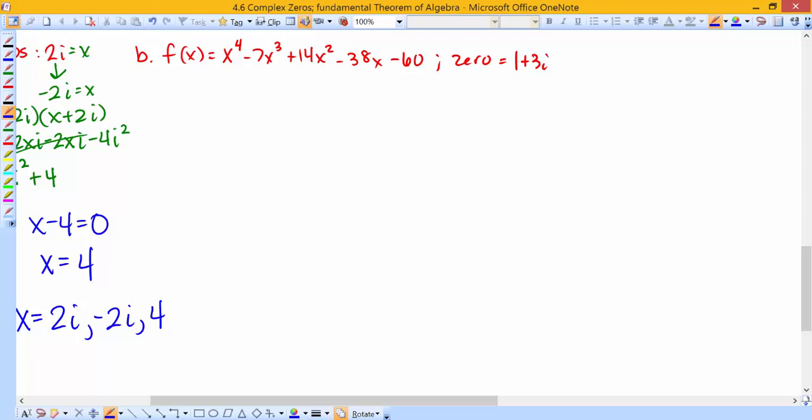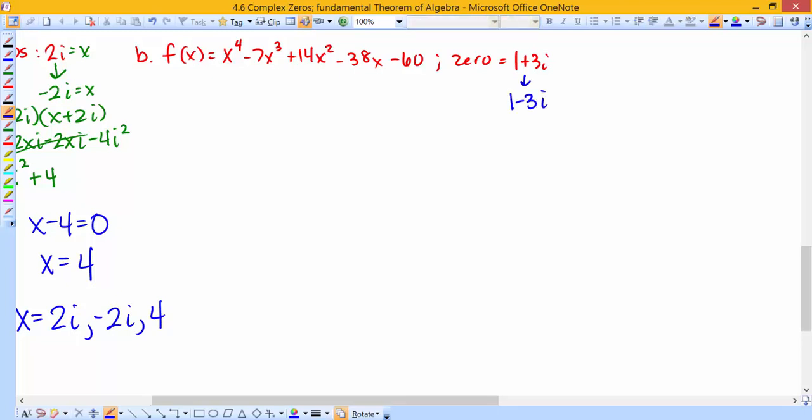I would stay away from synthetic because my ending term is 60. There are 12 numbers that divide into 60. And then you have the plus or minus. So then you're looking at 24 possibilities. I don't want to take that chance. So I'm given 1 zero. And so I know my other zero is 1 minus 3i.